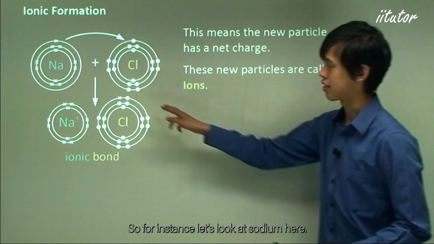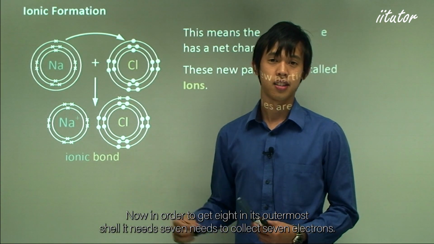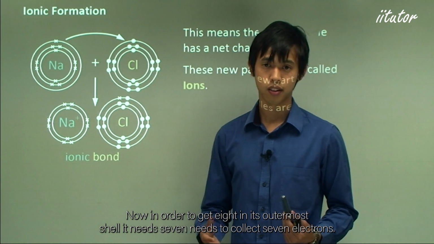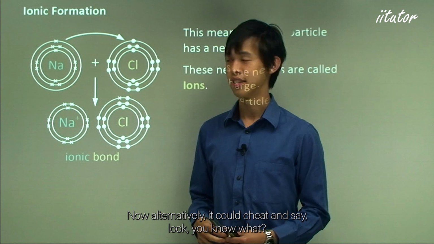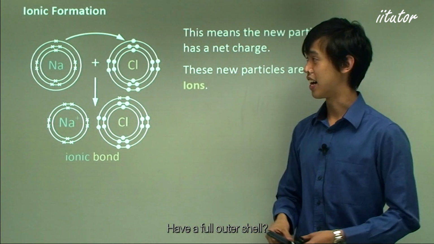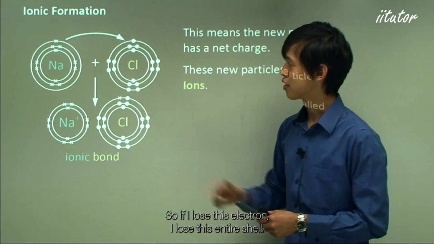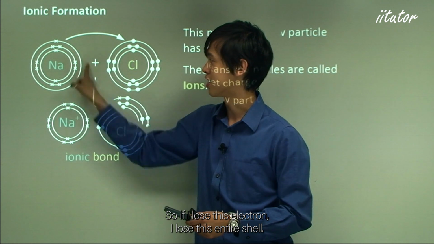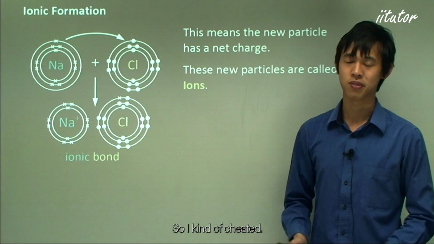So for instance, let's look at sodium here. 1 electron in its outer shell. Now, in order to get 8 in its outermost shell, it needs 7. It needs to collect 7 electrons. Alternatively, it could cheat and say, you know what? I don't really care about this electron. Why don't I just get rid of it? I'll have a full outer shell because I don't have that shell anymore. So if I lose this electron, I lose this entire shell, which means that now all of a sudden I have a full outer shell. So it kind of cheated.